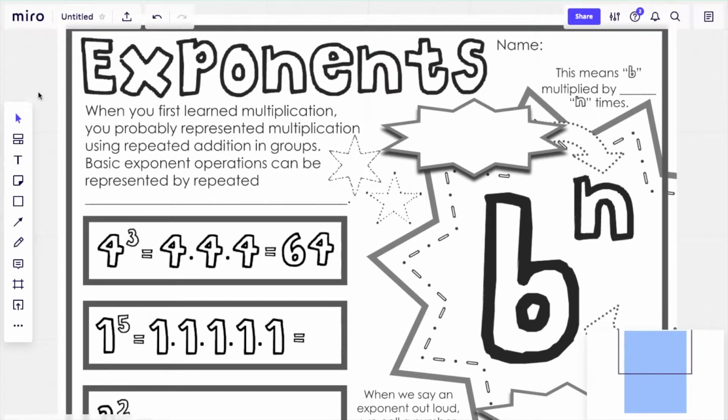So when we first learned multiplication, we probably represented multiplication using repeated addition. Or if we had 4 times 3, we'd say 4 plus 4 plus 4 to get our answer. Our basic exponent operations can be represented in a very similar way. We can represent basic exponent operations by using repeated multiplication.